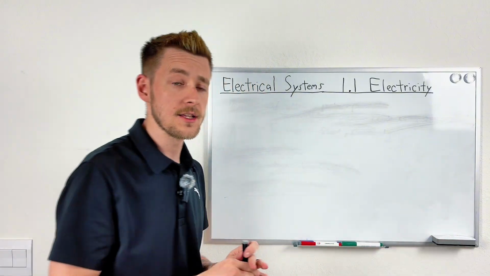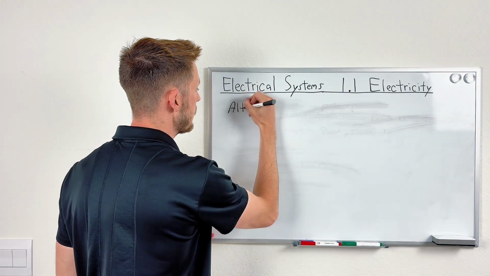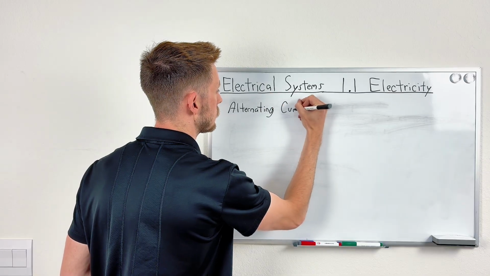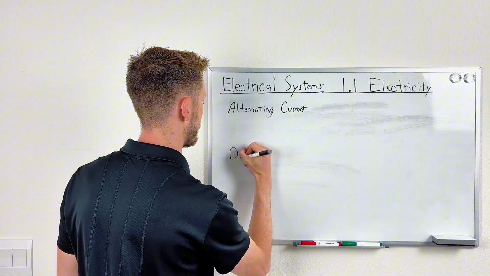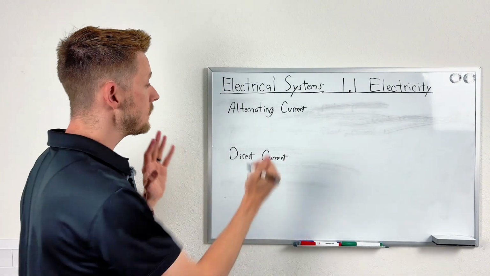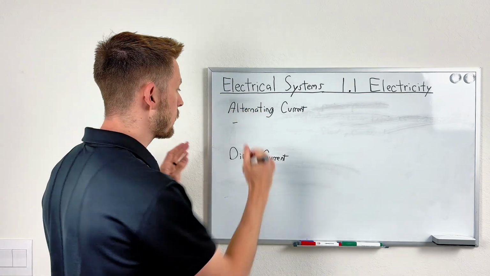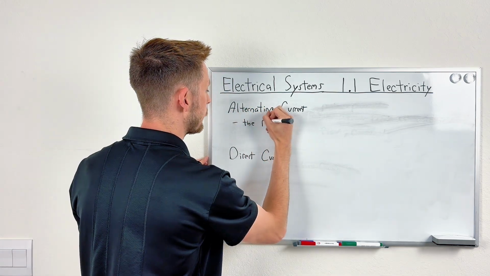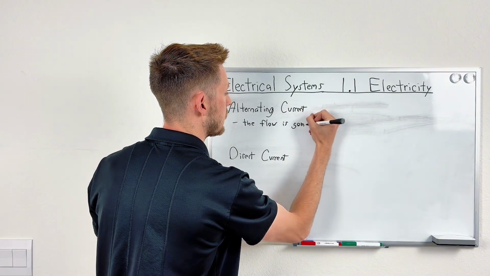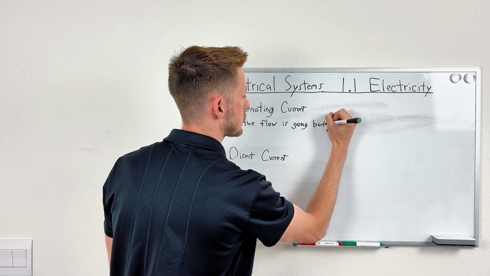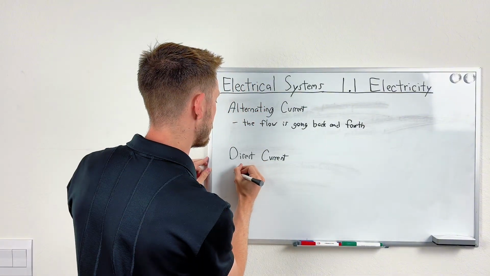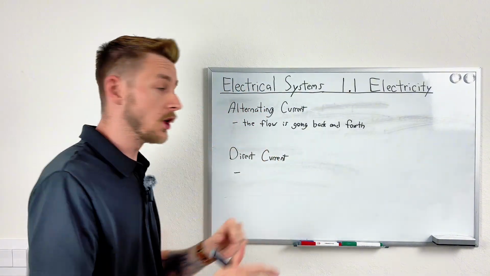There are two different kinds of voltage, and that is alternating current and direct current. When it comes to alternating current, this is basically where the flow is going back and forth. The flow of current is going back and forth. Whereas direct current is just one flow, one direction.